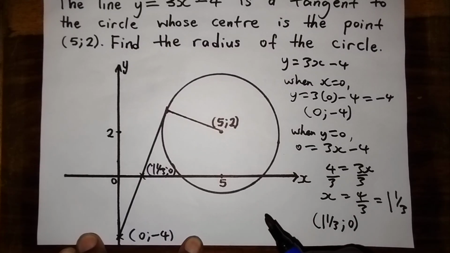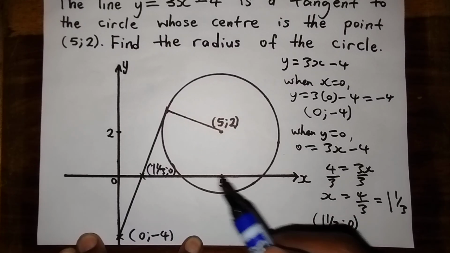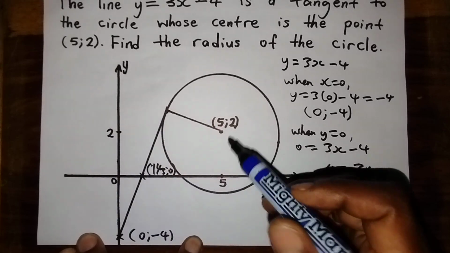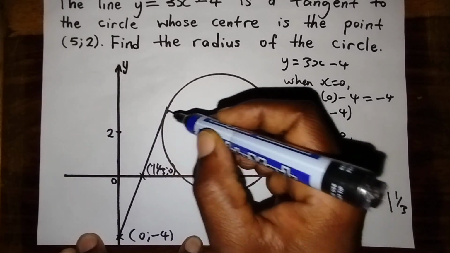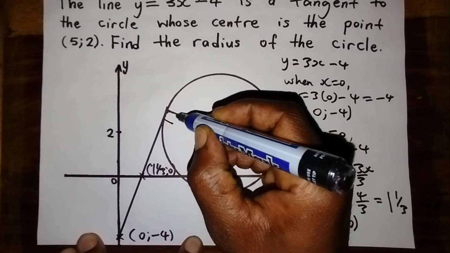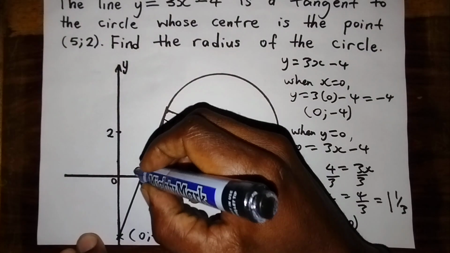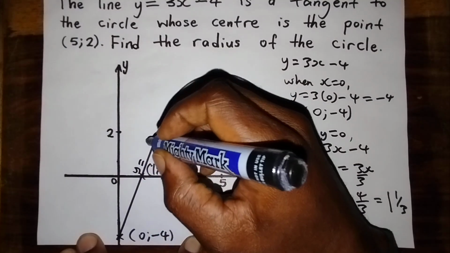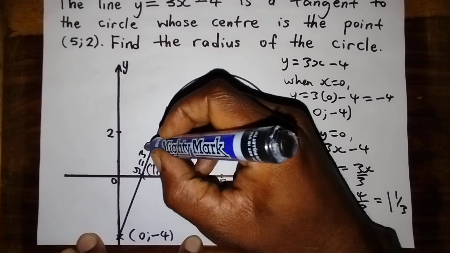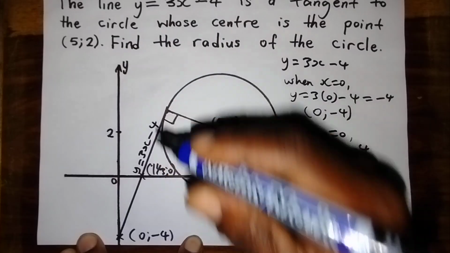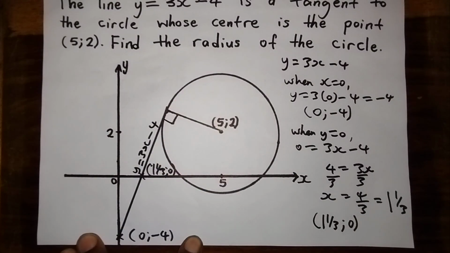Remember there is a theorem which says the angle between a tangent and the radius at the point of contact is a right angle or 90 degrees. So you have got an angle of 90 degrees. Also remember to write the equation of the line on the line. That's y equals 3x minus 4. Okay, so we have drawn our tangent. So let's move on with our working.